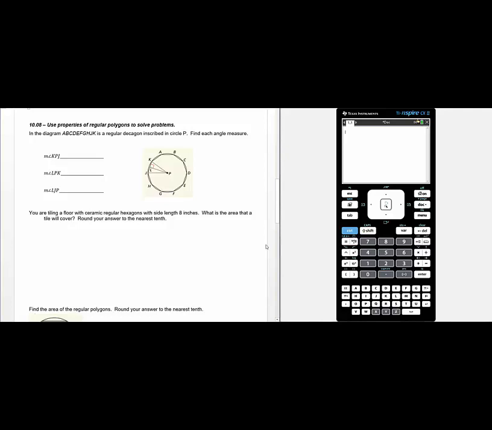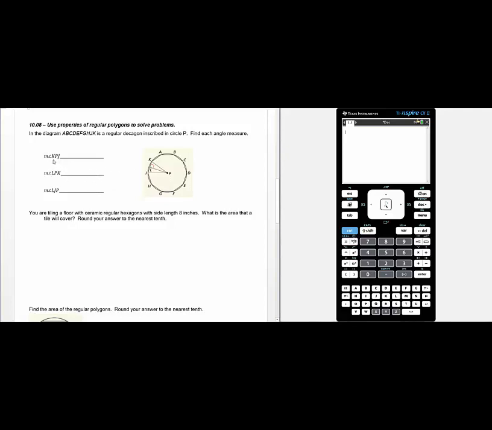In this video, we will use the properties of regular polygons in the area formulas we derived in the previous video to solve some problems. In this diagram, this figure is a regular decagon, so 10-sided, and it's inscribed inside of a circle, meaning each of these points are right on the circle. And P is the center of that circle. We're going to find some angle measures in here.